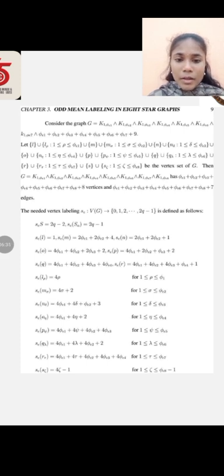f of L of rho equals 4 rho, 1 less than or equal to rho less than or equal to π E1. f of M of sigma equals 4 sigma plus 2, 1 less than or equal to sigma less than or equal to π E2. f of N of delta equals 4 π E1 plus 4 delta plus π E2 plus 3, 1 less than or equal to delta less than or equal to π E3. f of eta equals 4 π E1 plus 4 eta plus 2, 1 less than or equal to eta less than or equal to π E4. f of xi equals 4 π E1 plus 4 xi plus 4 π E3, 1 less than or equal to xi less than or equal to π E5. f of lambda equals 4 π E1 plus 4 lambda plus 4 π E2 plus 2, 1 less than or equal to lambda less than or equal to π E6.